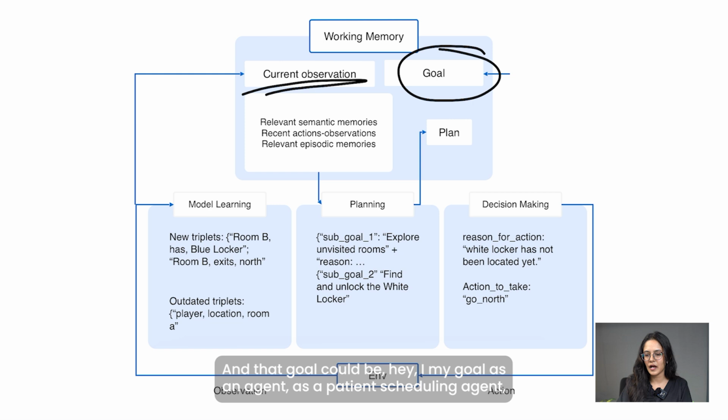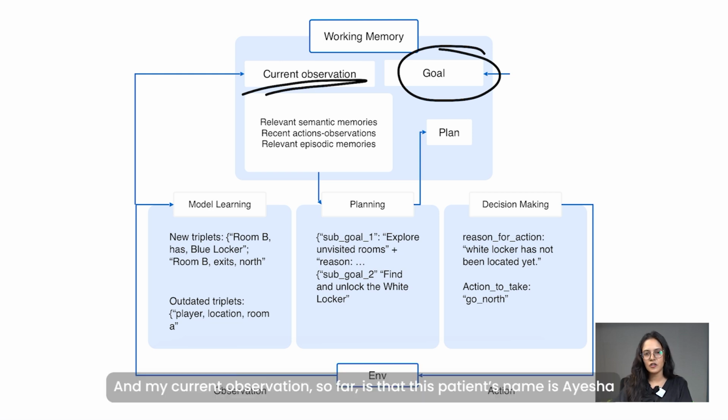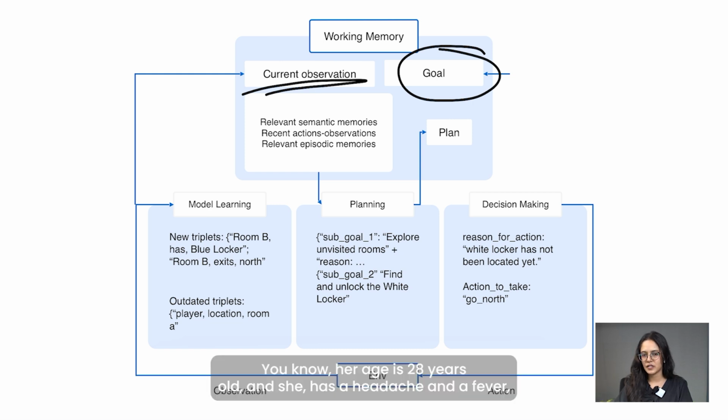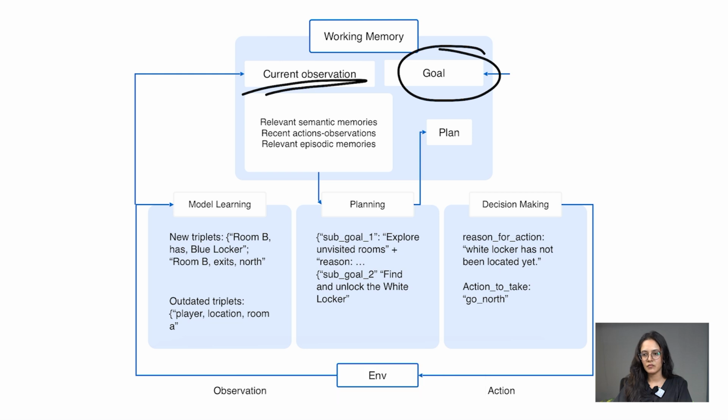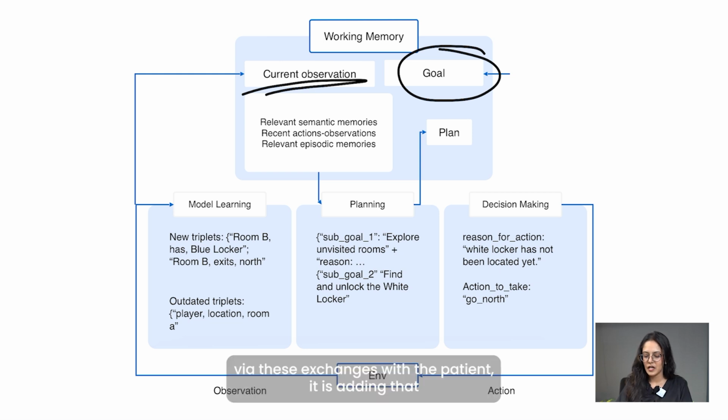And that goal could be, hey, my goal as a patient scheduling agent is to schedule an appointment for this patient that is talking to me. And my current observation so far is that this patient's name is Ayesha. Her age is 28 years old, she has a headache and a fever, and she would like a general physician, and so on and so forth. So all of this observation that it is getting via these exchanges with the patient, it is adding as part of its working memory, but also in its semantic and episodic memory, right?